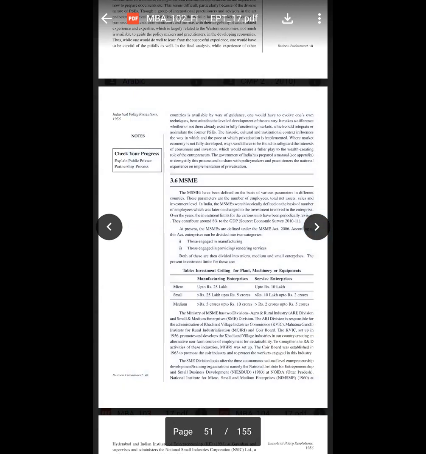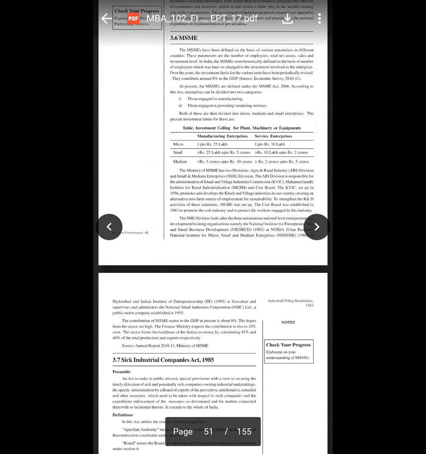Now we are going to discuss the MSME. What do you mean by MSME? Okay, MSME has been defined on the basis of various parameters in different countries. These parameters are the number of employees, total net assets, sales and investment level. In India, MSME was historically defined on the basis of the number of employees, which was later changed to the investment involved in the enterprise.